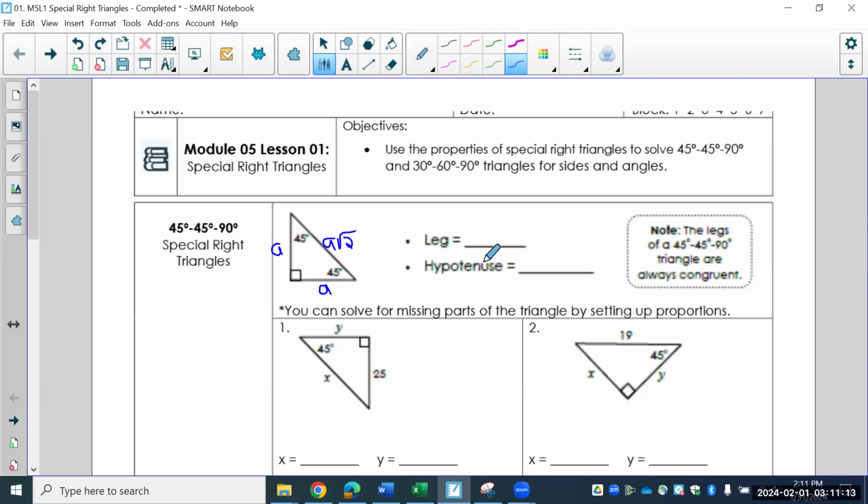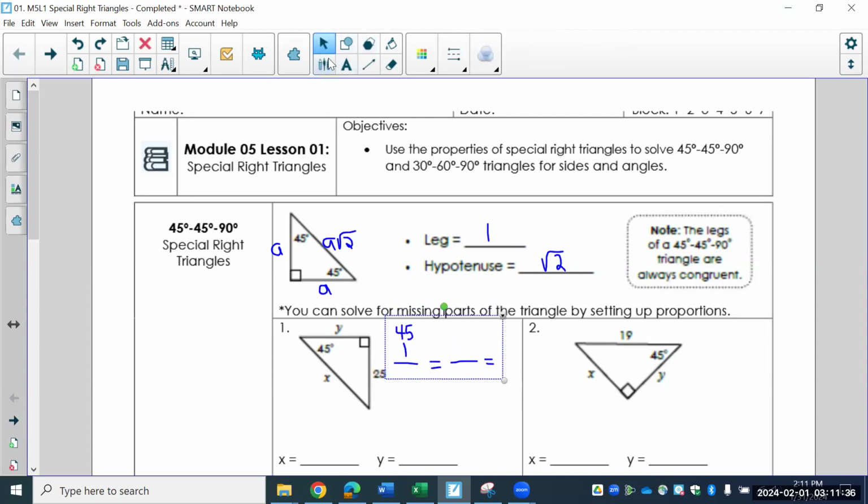We still are going to call the leg A, but we're going to use the number 1, and the hypotenuse is root 2, and keep in mind that both legs are the same. So what this means is if I set up a proportion of the three sides, the first one is 1, corresponding to the first 45 degree angle, and that would make the second one also a 1, corresponding to the second 45 degree angle. And then the hypotenuse, which corresponds to the 90-degree angle, would be root 2.